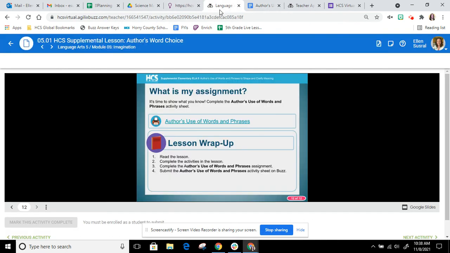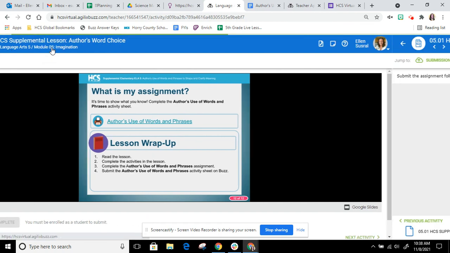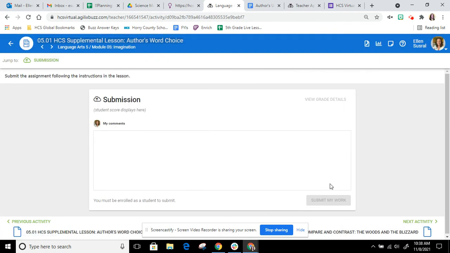When you're done with the assignment, you'll go back to Buzz, you'll go to the next activity tab, you'll click on the blue plus button that you have on your screen, and you will attach your work. Let me know if you have any questions.